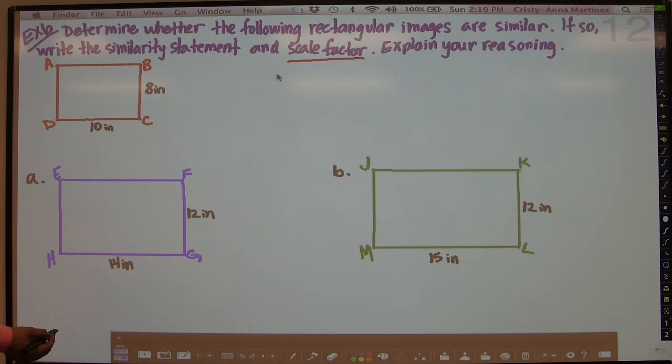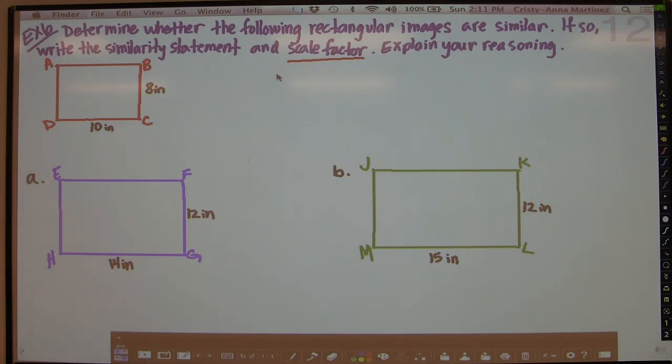Okay, so here it says in example 6, determine whether the following rectangular images are similar. If so, write the similarity statement and the scale factor. Explain your reasoning. This is one of the word problems in your textbook, and they're talking about Kuma, who wants to use the rectangular photo shown. You don't see the actual photo in your textbook; it's a photo of a dog. She wants to use this photo as the background for her computer's desktop, but she wants to resize it. So they're asking us to determine which of these resized options is going to be similar to the original.